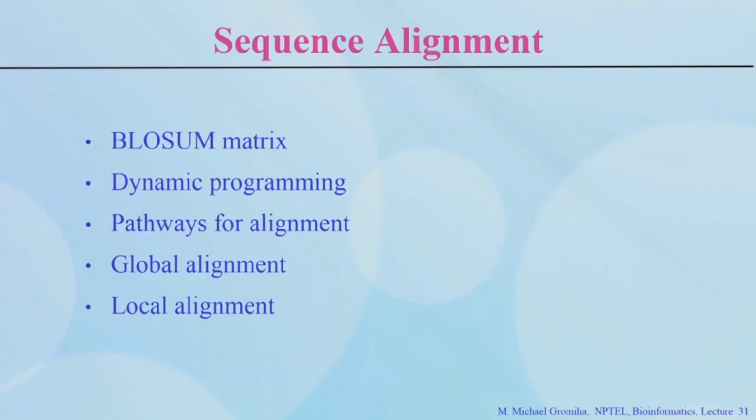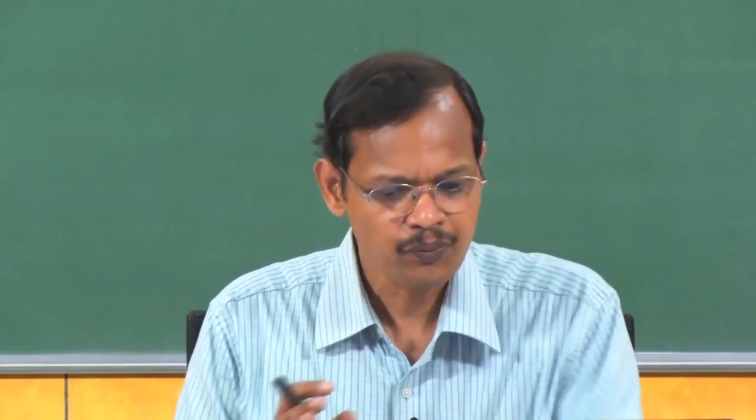Then we discussed dynamic programming. What is dynamic programming? Divide the problem into small pieces, finally solve the problems and then combine them together and solve the whole system, right. So, that is called dynamic programming. So, what are the different aspects? We use dynamic programming for the sequence alignment.